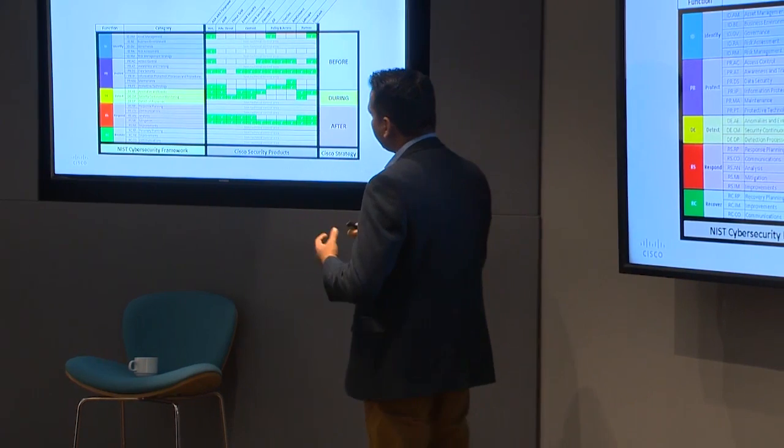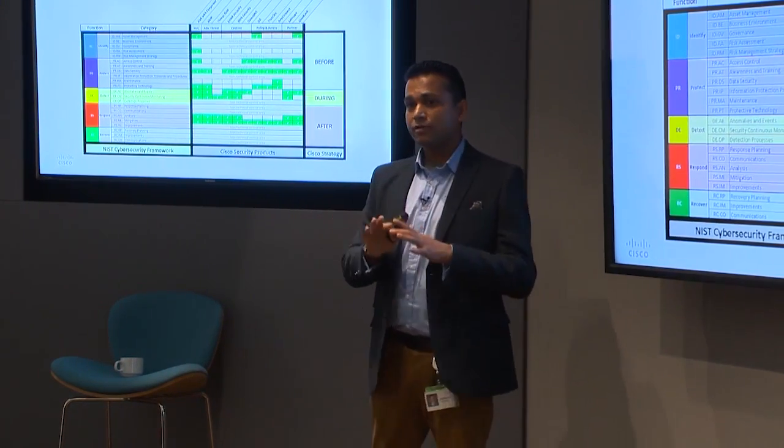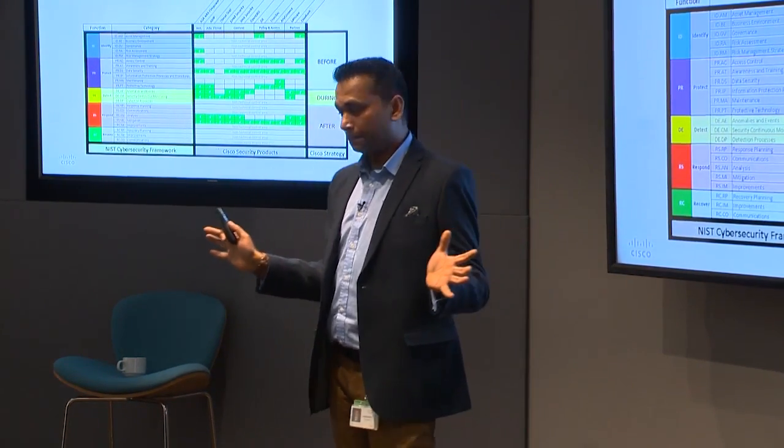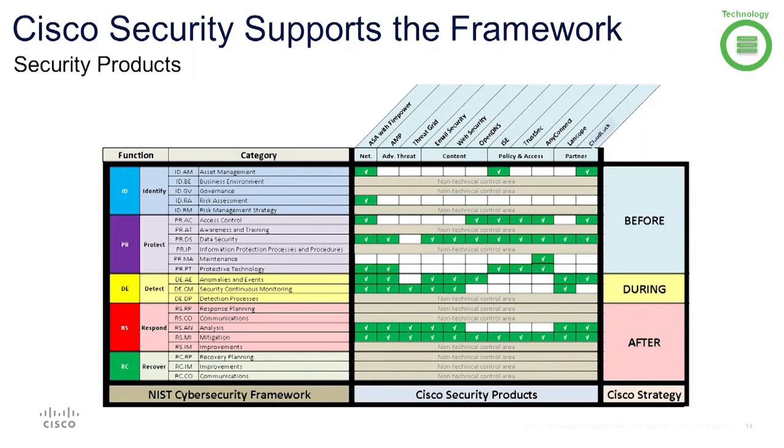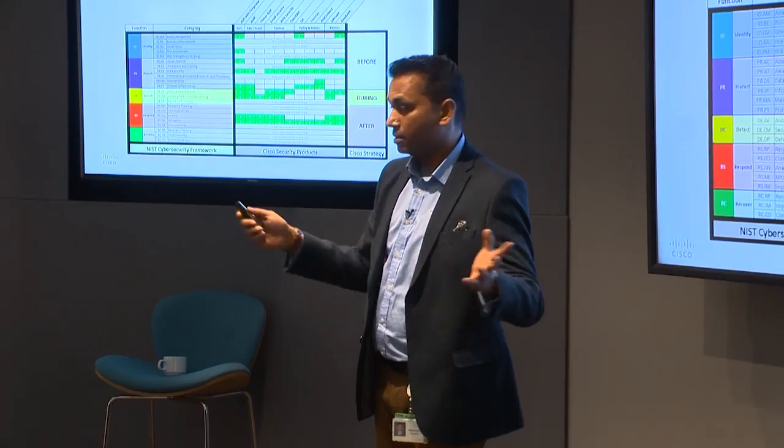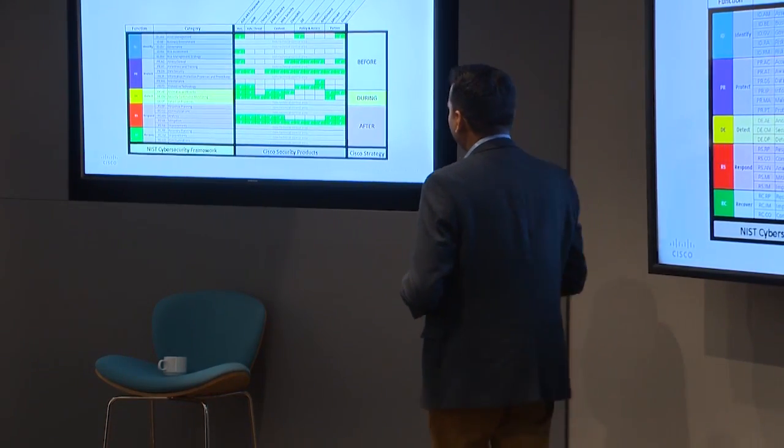Now, taking a step further, if you align all of the products in our portfolio, you can see these are the controls that NIST has highlighted on the left here. You would see our products like the ASAs, AMP, ISE, or AnyConnect. I'll talk about these in a bit more detail. But the idea is all the NIST controls align quite well to the products that we have in our capability matrix.